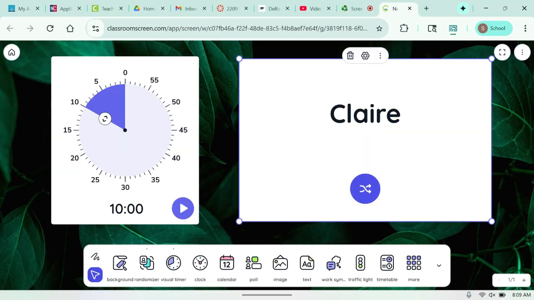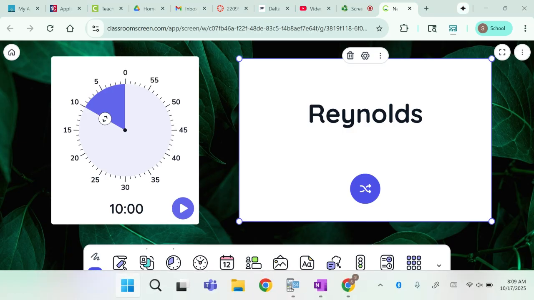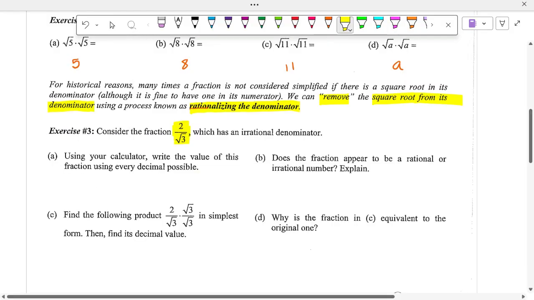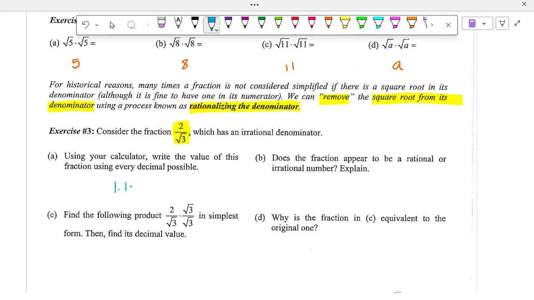All right, so let's go with, not here, Reynolds. What decimal did you get when you put it in your calculator? Okay, 1.154. Good. So, Reynolds, is that rational or irrational? Yep, clearly irrational because we don't have a terminating decimal. We don't have a nice pattern of a decimal. It's just a bunch of random numbers that it looks like.